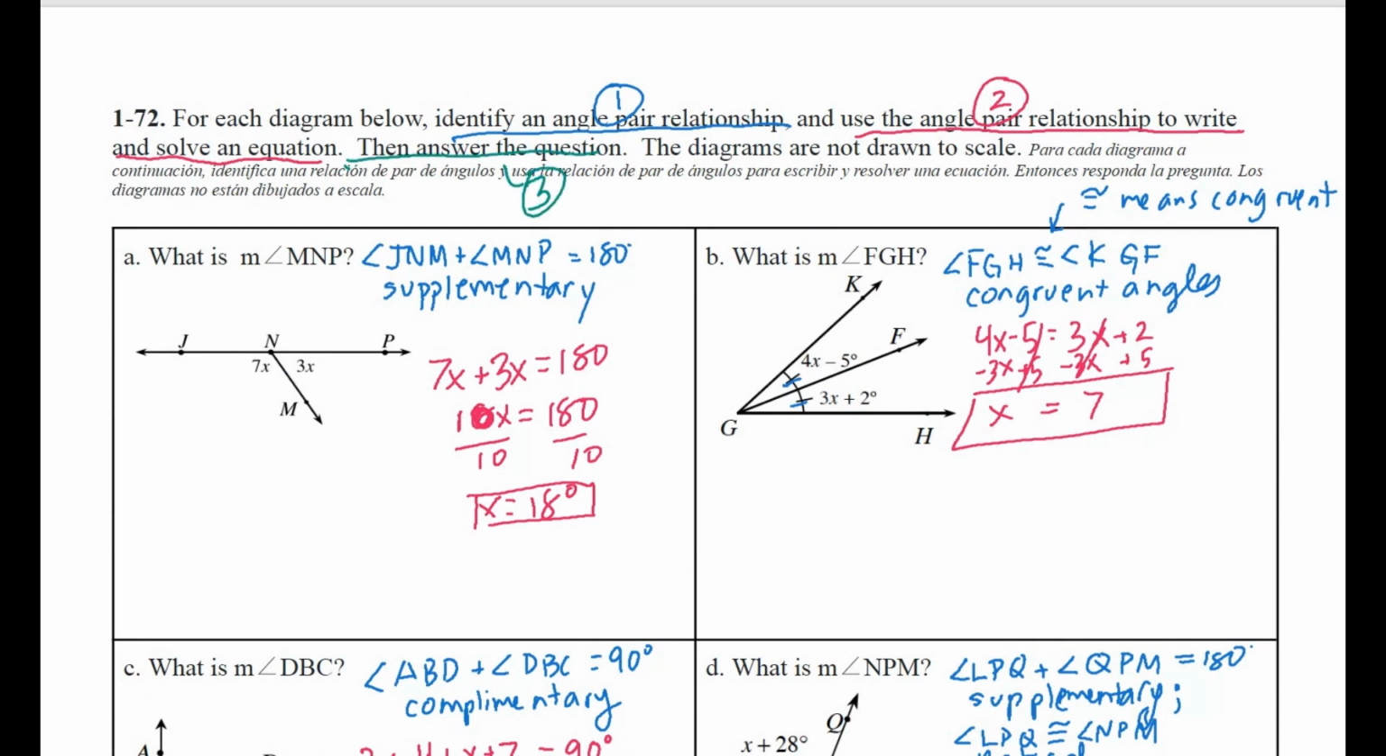Okay, so I'm asking what is angle MNP? Angle MNP is equal to 3x, so angle MNP is equal to 3 times 18, which is 54 degrees. That's the final answer for angle MNP.